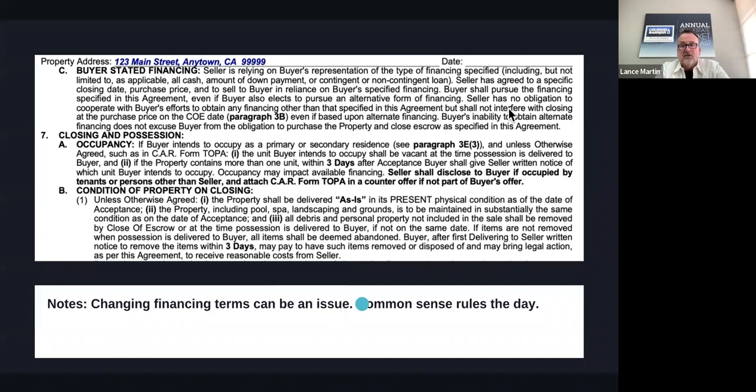As you can see in this sentence, the seller has no obligation to cooperate with the buyer's efforts to obtain any financing other than that specified in this agreement, but shall not interfere with the closing of the purchase price. So again, you've got some language in there that says, hey, let's do it, but let's use some common sense.